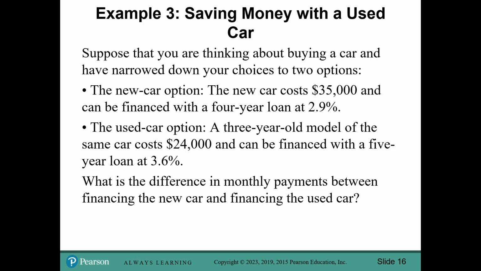So let's look at example 3. Example 3 says saving money with a used car. Suppose that you are thinking about buying a car and have narrowed down choices to two options. A new car option. The new car costs $35,000 and can be financed with a 4-year loan at 2.9%. The used car option is a 3-year-old model of the same car and costs $24,000 and can be financed with a 5-year loan at 3.6%. What is the difference in monthly payments between financing the new car and financing the used car?